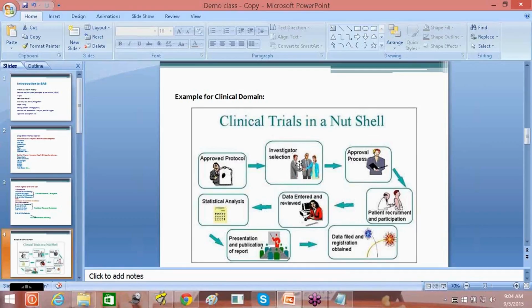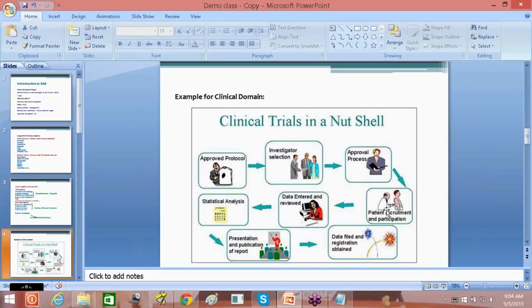Then once you select the investigator, you have to go for the approval process again. Once you get the approval here, you will start recruiting the patients. So how many patients do you have to take? Everything will be mentioned in the protocol. So as per the protocol, you are going to select your patients into the study.